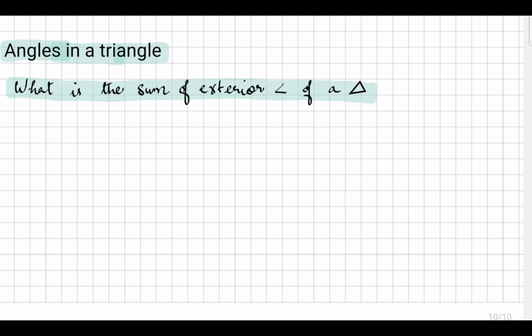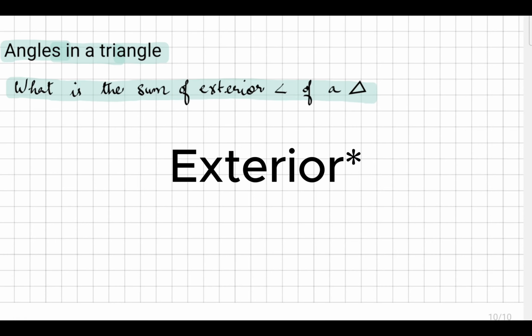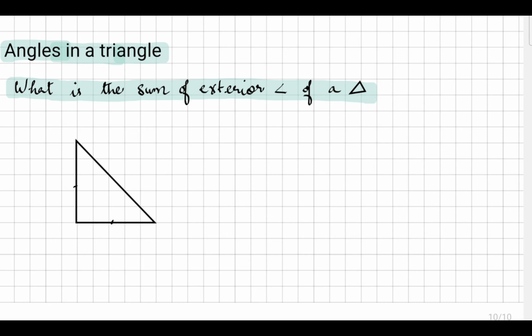Now let's move to the next topic. What is the sum of external angles of a triangle? Here we have a right angled isosceles triangle. Now let's mark the angles of this triangle. We know it's an isosceles triangle, so we know two sides are equal, and the angles opposite to equal sides of a triangle are equal. So the three angles are 90, 45 and 45 degrees.